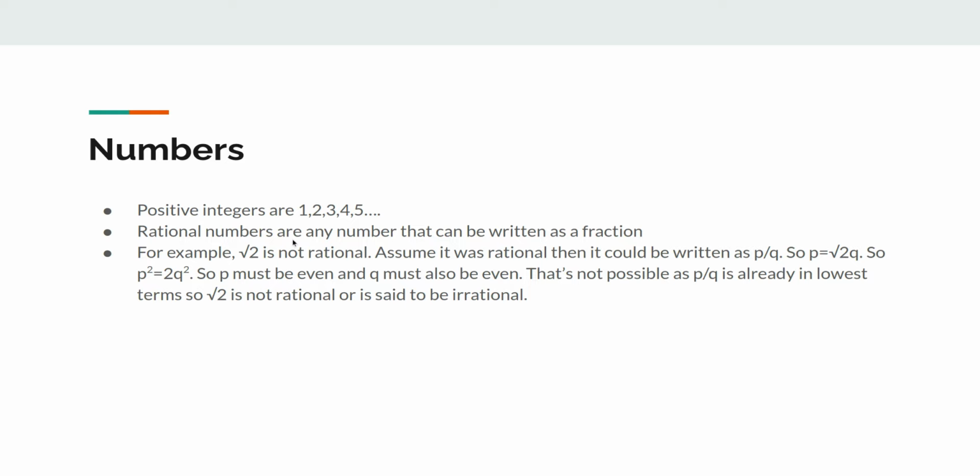Then rational numbers are any numbers that can be written as a fraction. So 1 over 2 is a rational number. 5 is also a rational number because you can write 5 as 5 over 1.